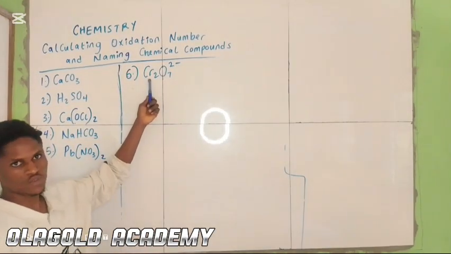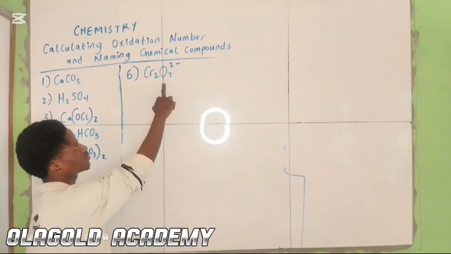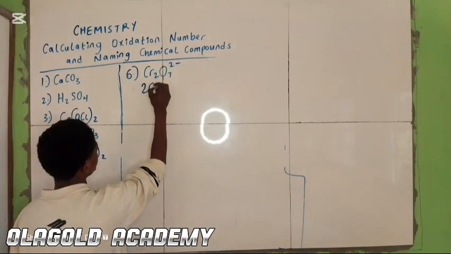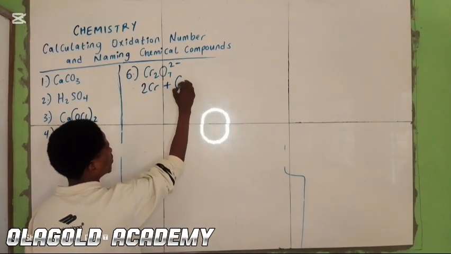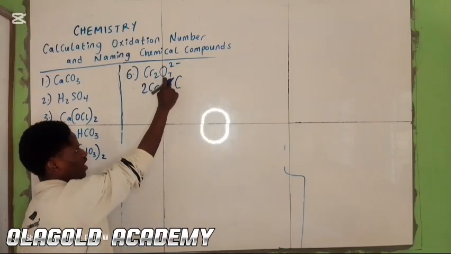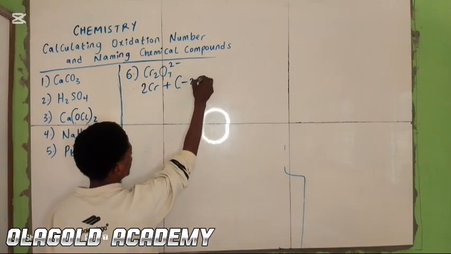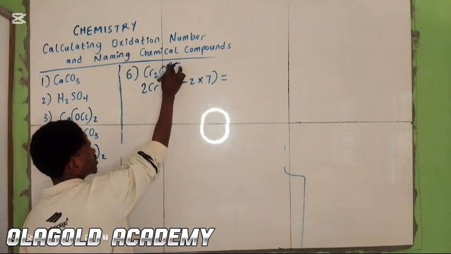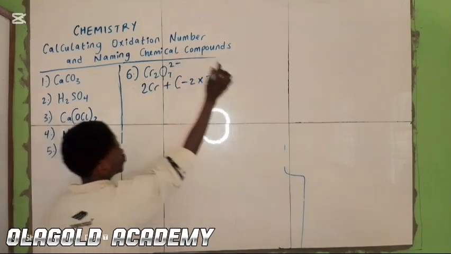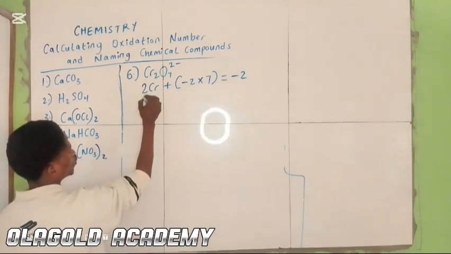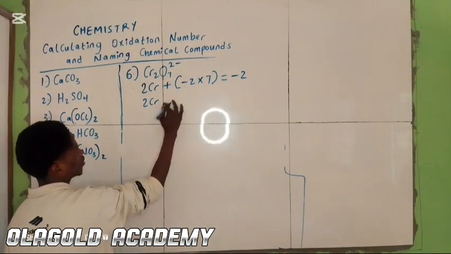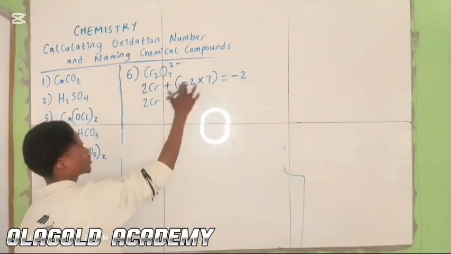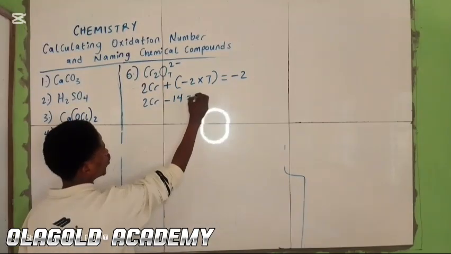Chromium is being oxidized. Remember, it is beside oxygen, but we have 2 atoms of chromium. So we have 2Cr plus, let's not forget, oxygen is -2, and we have 7 atoms of oxygen here, so it becomes -2 multiplied by 7, equal to the charge this particular radical is carrying, which is -2. So 2Cr plus -2 times 7 gives -14, equal to -2.